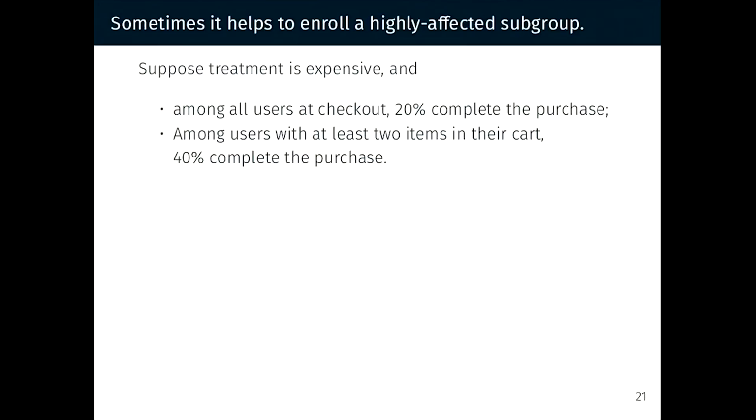Okay. Here's an example where we get something not for free. So say treatment is expensive. So far I've been talking about we just have two versions of a web page and we just randomly show one version or the other. And that's free. We can just show that to as many people as we want. We're not having to pay anything to do that.